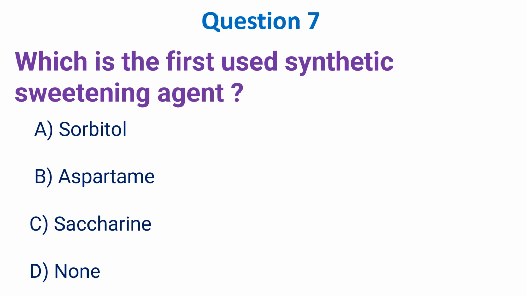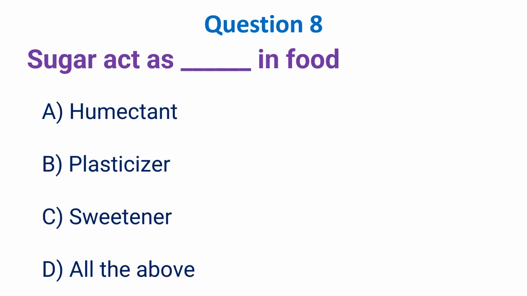Question number 7. Which is the first used synthetic sweetening agent? Options are option A, sorbitol, option B, aspartame, option C, saccharin, option D, none. Correct answer is option C, saccharin. Saccharin was first discovered in 1879, and it is 200 to 700 times sweeter than sucrose. It is widely used. The other artificial sweetening agents such as sorbitol, it is 600 times sweet and is naturally occurring. And aspartame was discovered in 1965, which is 200 times sweeter than the normal sucrose.